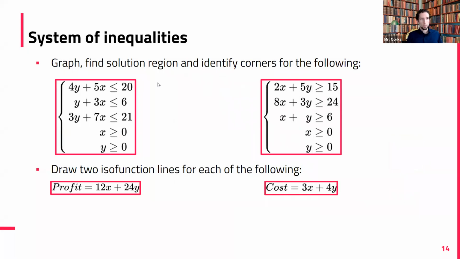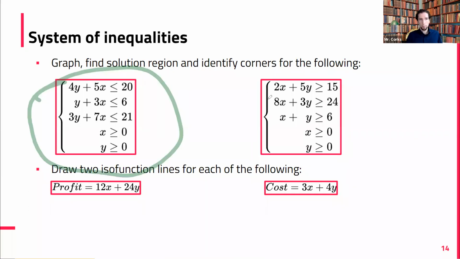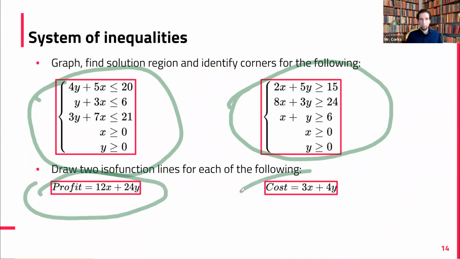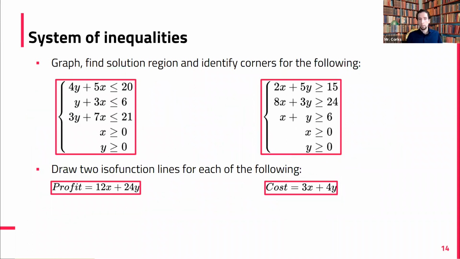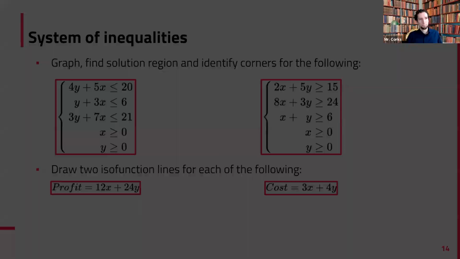So we're going to do some graphing here. We have this system of inequalities and this system of inequalities, which both will give us sort of a common shape that we would see. And then we'll also graph these two things. So some isofunction lines, iso profits, and then iso cost lines, just to look at them and understand, again, common situations that we see for linear programming, and then we'll put them all together with the example at the end.